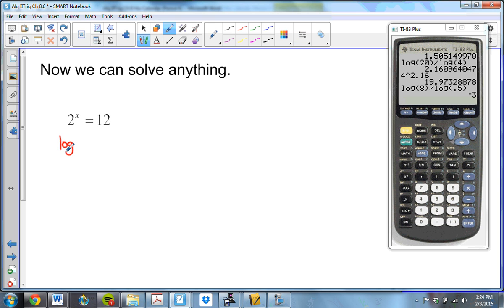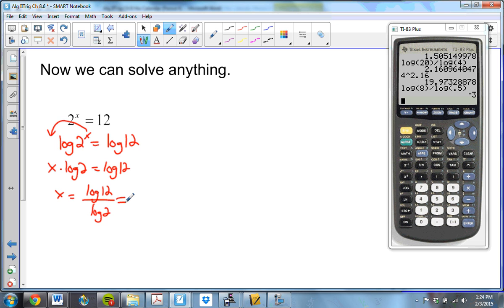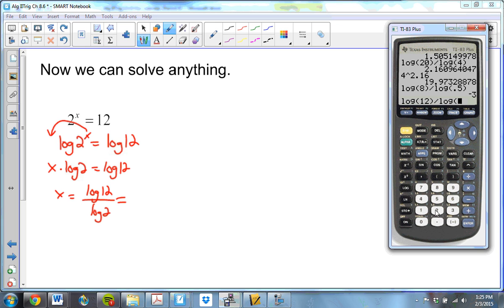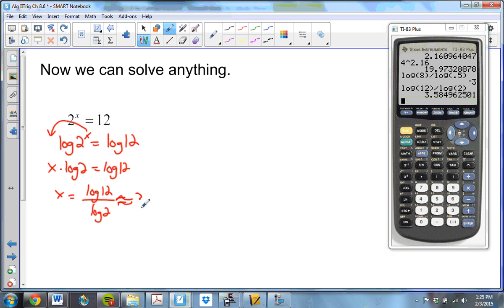Now, we can take a log of both sides, pull the x out in front, divide both sides by the log of 2, and calculate that. We get 3.584, whatever. I gotta just keep saying about equal to 3.585 also.